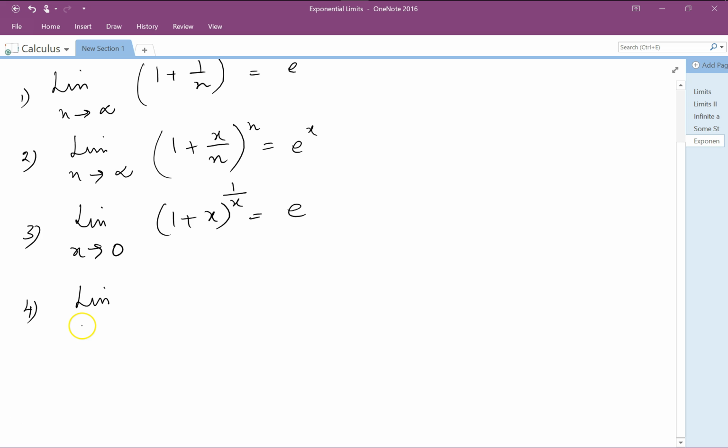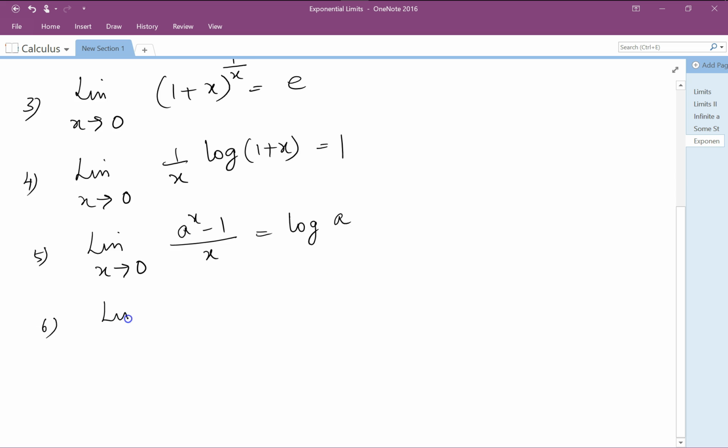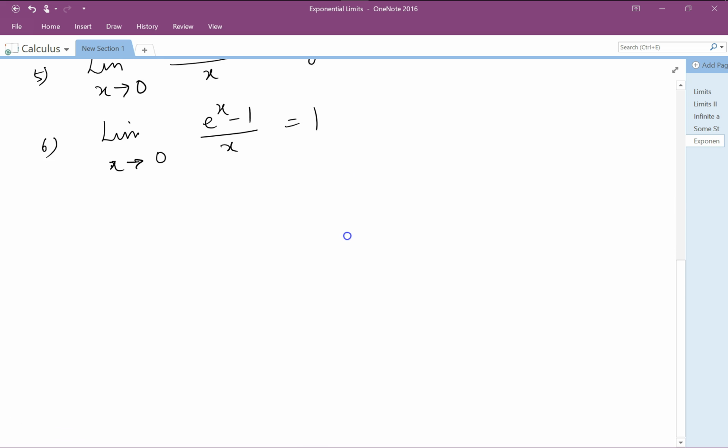The limit as x approaches 0 of (1/x) log(1 + x) is equal to 1. The limit as x approaches 0 of (a^x - 1)/x is equal to log a. The limit as x approaches 0 of (e^x - 1)/x is equal to 1. Okay, let's do some problems.